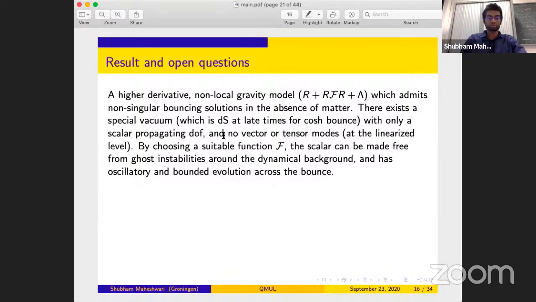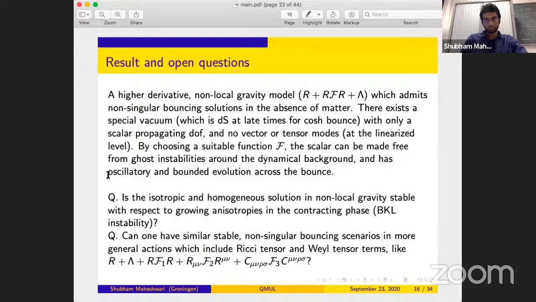That's precisely because of the conditions that you have on the background. And it is indeed possible to have special vacua where you do not have tensor degrees of freedom. It is also possible to choose a suitable function f such that the scalar can be made free from ghost instabilities around this dynamical background, and the evolution is oscillatory and bounded across the bounce. But obviously there are some open questions.